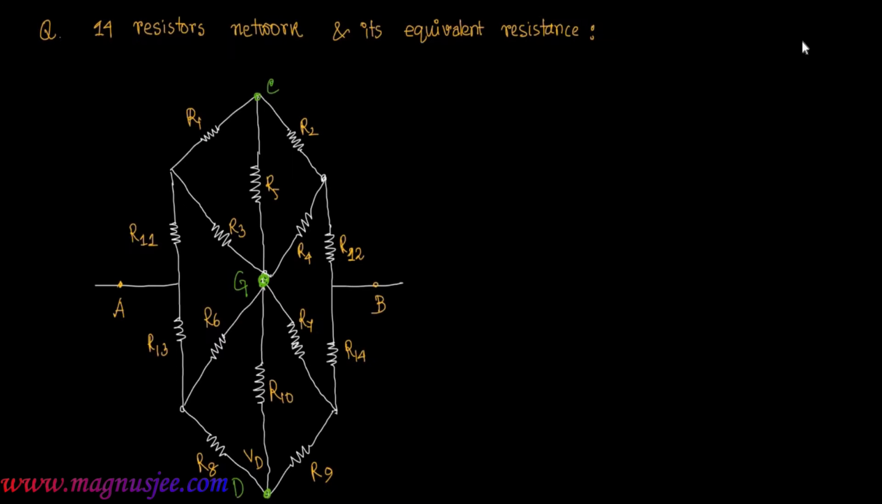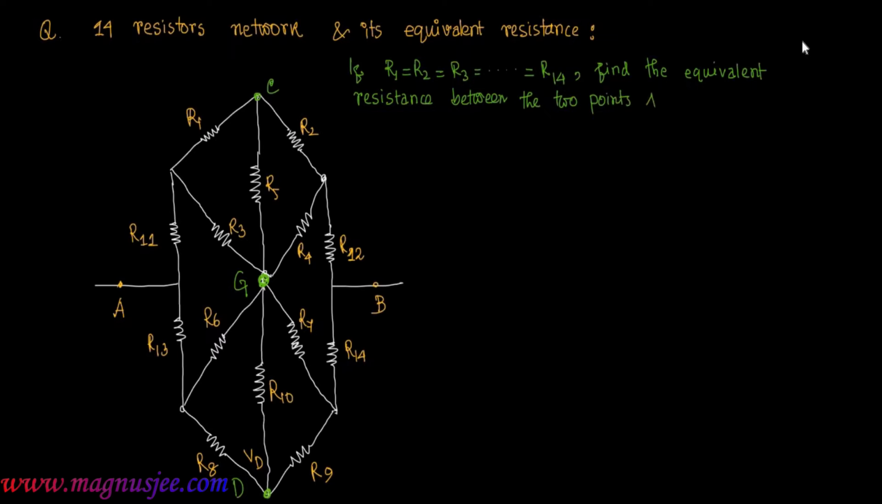14 resistors network and its equivalent resistance. This is a circuit containing 14 resistors of equal resistance. If R1 equal R2 equal R3 equal ... equal R14, find the equivalent resistance between the 2 points A and B.